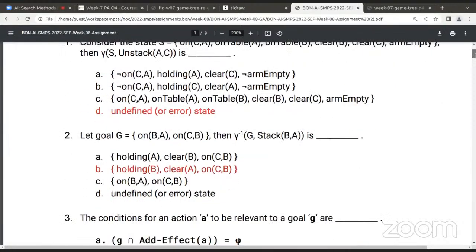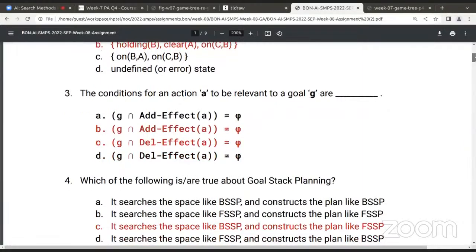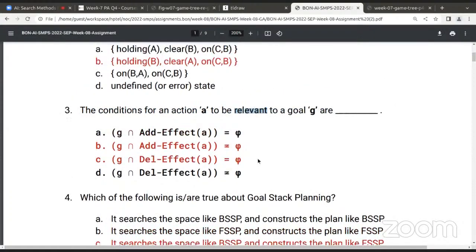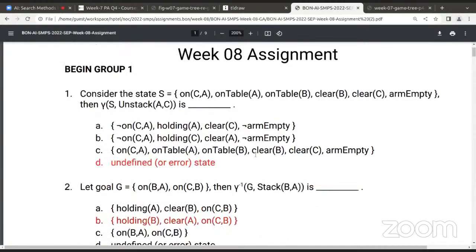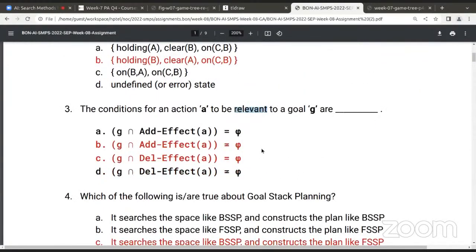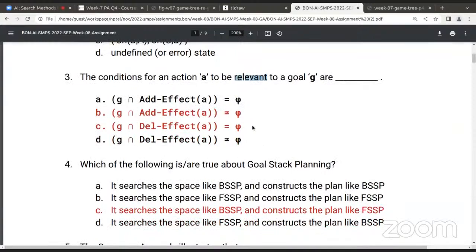Okay. Let me see. What is a relevant action? So look at question number 3. We have something called a relevant action, and then we have an applicable action. There are definitions for it. So we will test you on whether you have understood what a relevant action is and what an applicable action is.